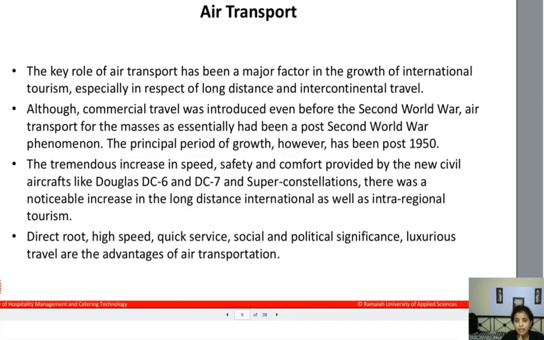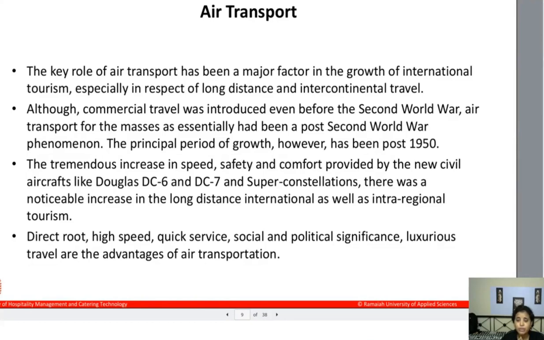Air transportation has contributed a lot in long haul journeys for far continents, and because of the deregulation which happened in the 1980s, as I've already mentioned in my first slide, people started using this medium because of its direct route, point to point service, high speed, quick service, the kind of luxury they used to get in air transportation, and even with the note of social and political significance. So there were lots of takers in the air transportation medium.